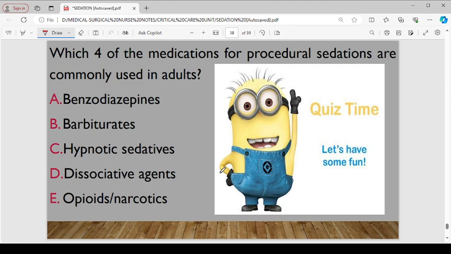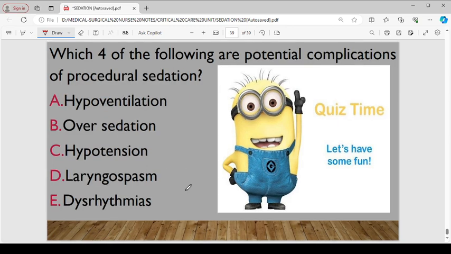Okay, guys, so we have a question here, and the question reads: which of the following medications for procedural sedation are commonly used in adults? Remember, we have indicated that there's only one group of drugs that is commonly used in children, and that is barbiturates. Barbiturates are the odd ones, but the others, benzodiazepines, hypnotic sedatives, dissociative agents, opioids, and narcotics will be used in adults for this moderate sedation.